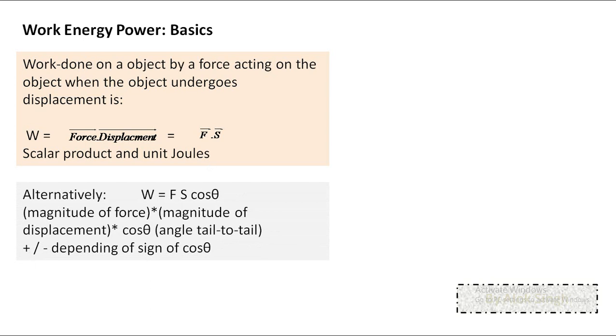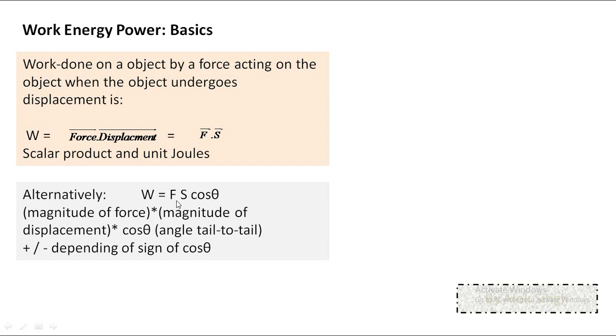There's an alternate form. Work done can also be written in terms of magnitude of force times magnitude of displacement times cos of the angle between force and displacement. We have to be careful about the angle between force and displacement. Both vectors must be placed tail to tail. And in some ways this is easier to understand.